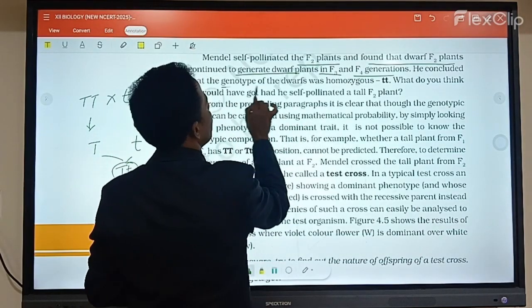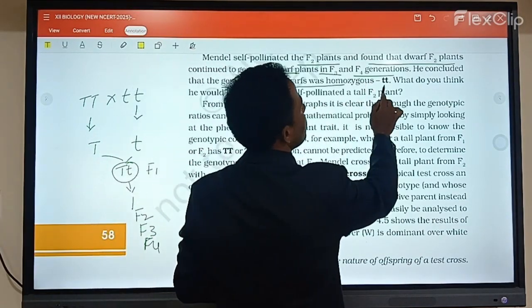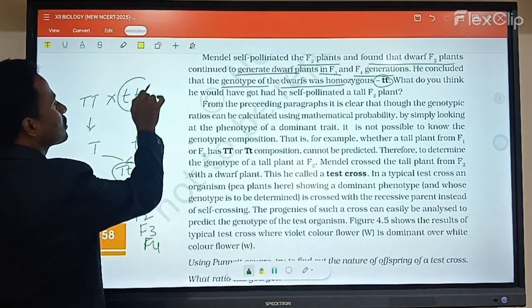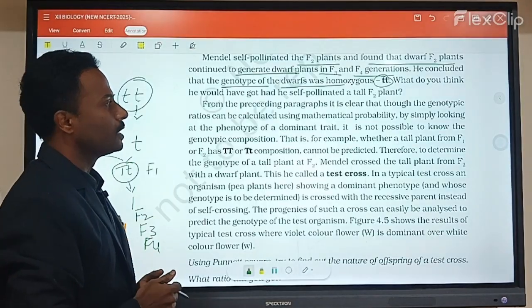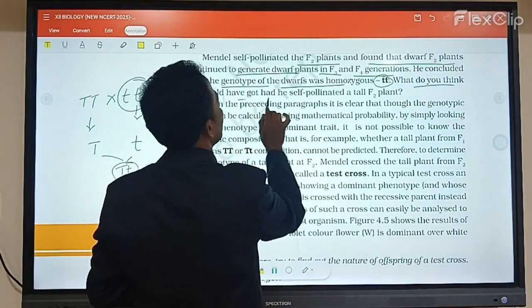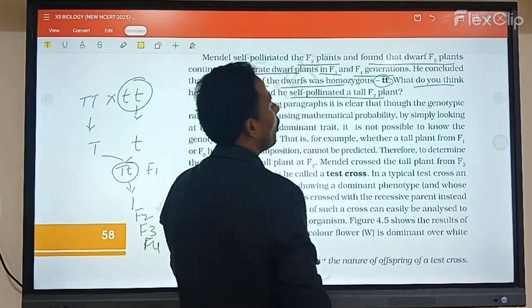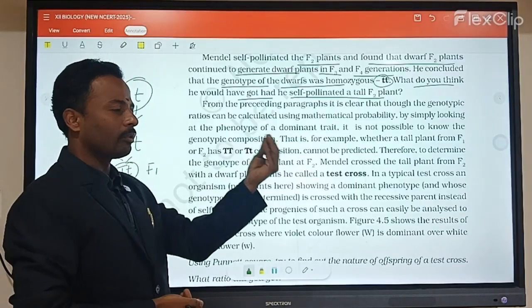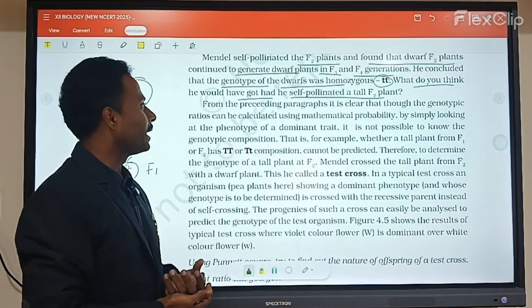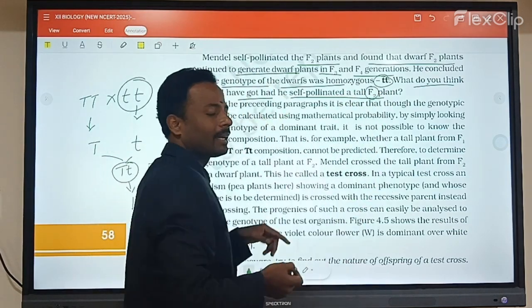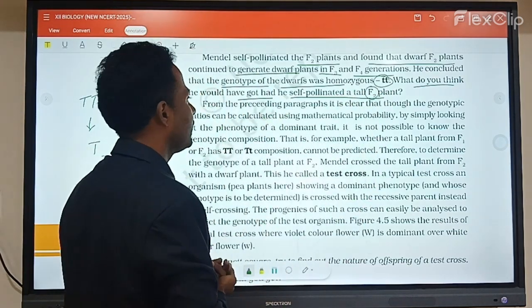And he concluded that, as a genotype, the dwarf plant is homozygous, that is, completely small t. Homozygous characters are completely small t. And what would happen if he self-pollinated all the tall F2 plants? If unwanted plants appear, how are they identified? They are F2 plants, because only self-pollinated plants are giving them.